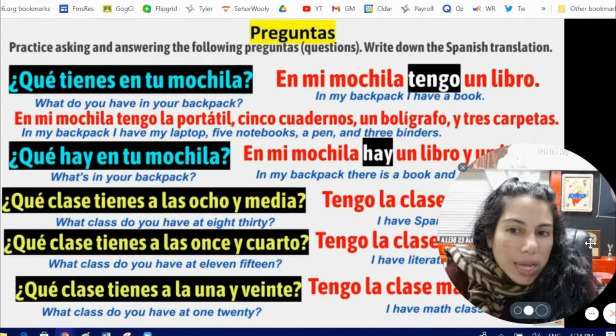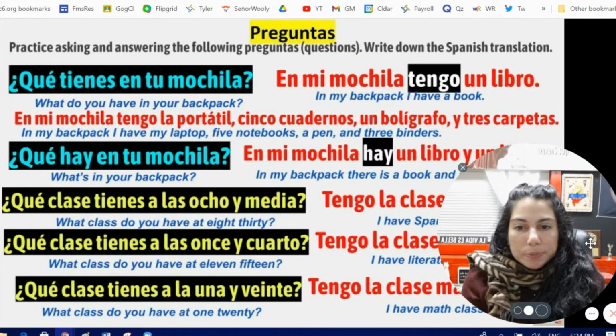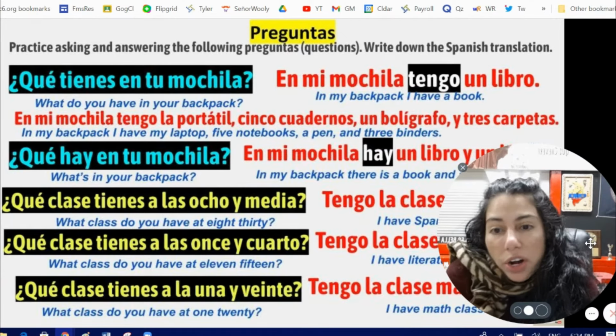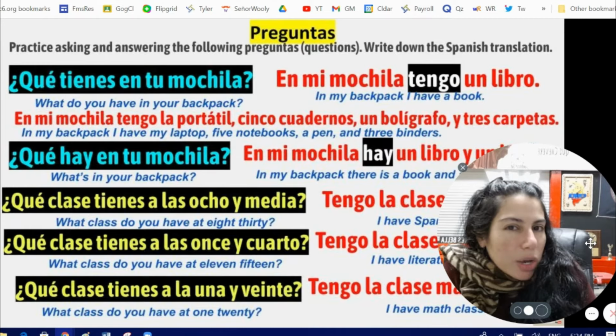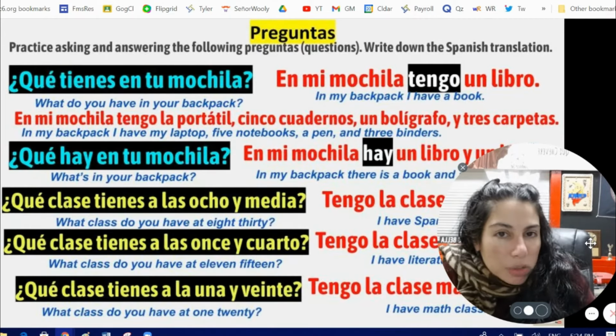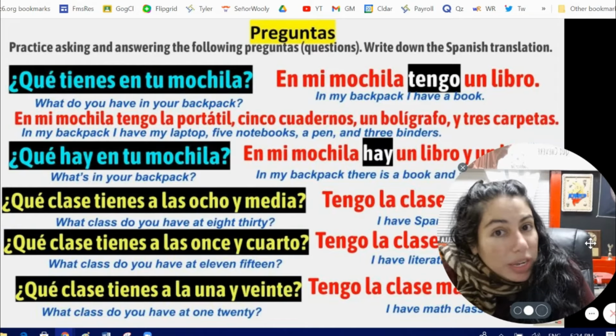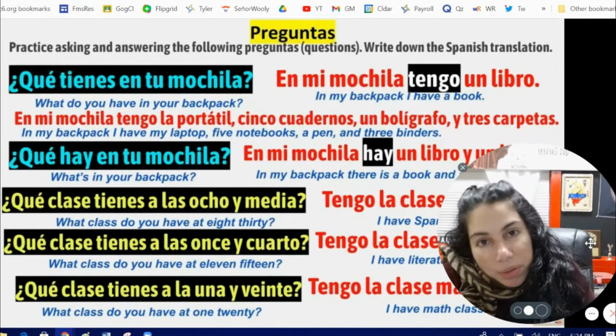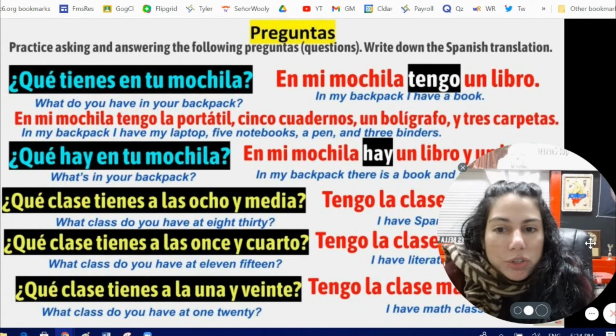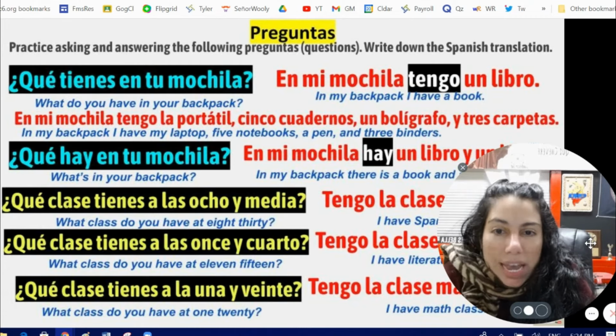So, ¿qué hay? Hay is there is, or there are. So, ¿qué hay en tu mochila? What is there in your mochila? Remember the word hay looks like hoy, H-O-Y, which means today, but hay means there is or there are. So don't confuse those two words, okay? And remember that the H is silent, so you don't say hey, you don't say hi, you say hay.